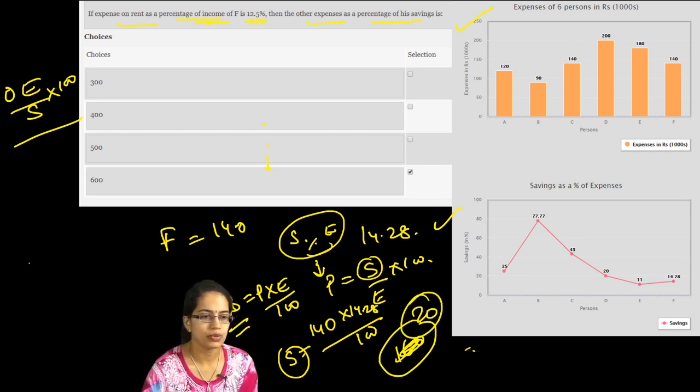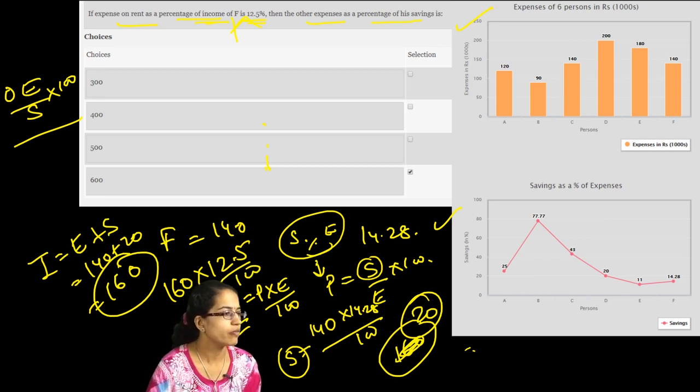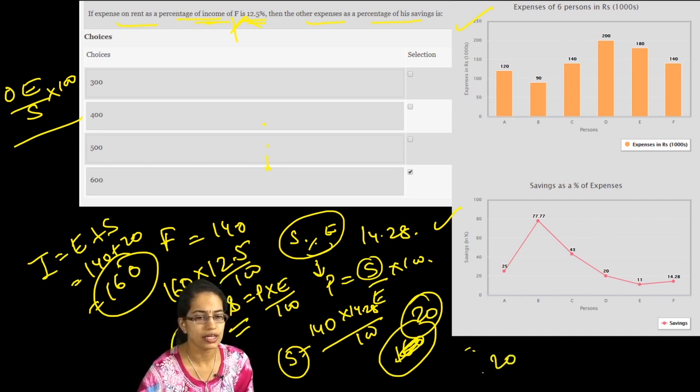So what would be the total income? Total income would be expense plus saving. So it's 140 plus 20. Total income is 160. Of this 160, how much is spent on rent? 12.5%. So I find 12.5% of 160. Now when I calculate 12.5% of 160, it comes out to 20.